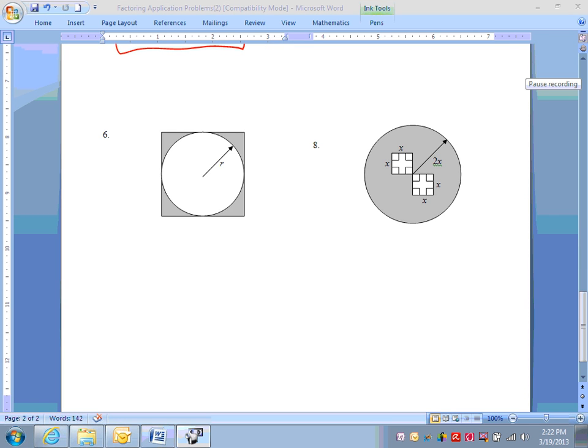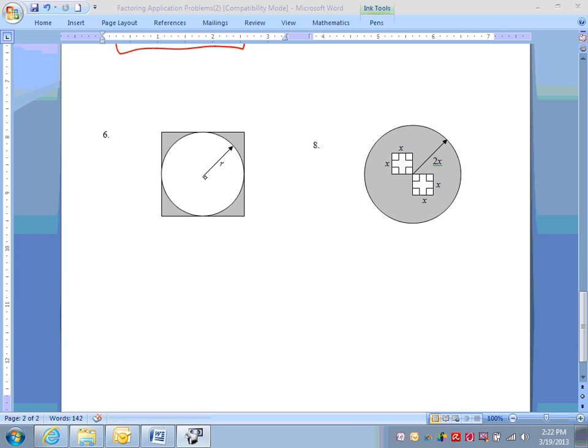In problem number 6, we need to find the area of the shaded region that's left. So we're going to find the area of this square and subtract the area of the circle. And what will be left is the area of the shaded region.